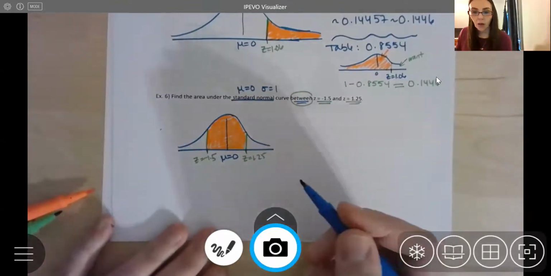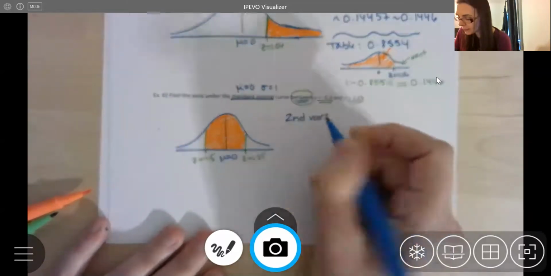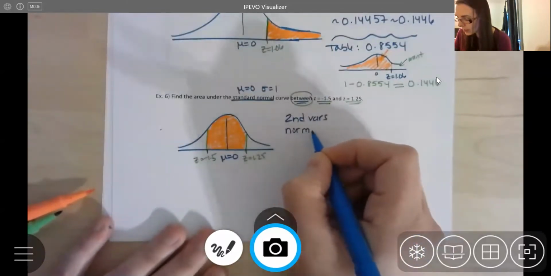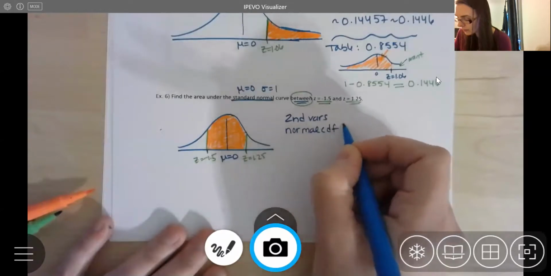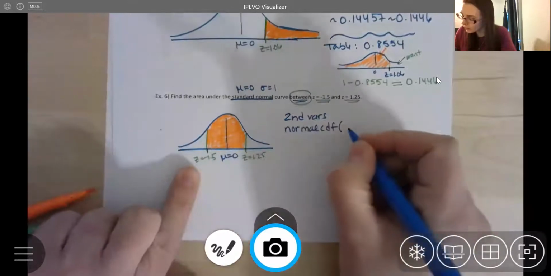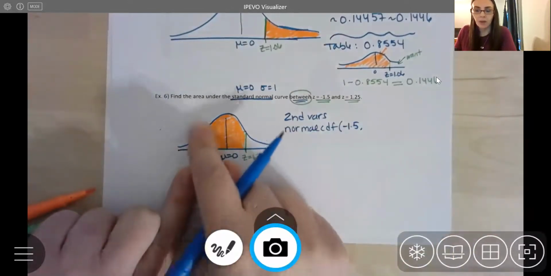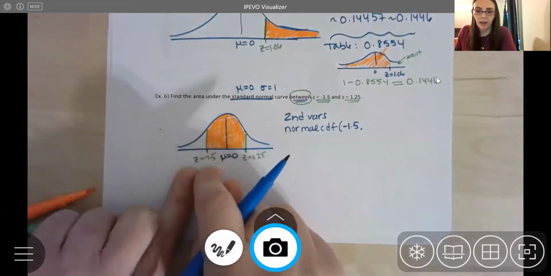Now, if you're using technology, it's the same steps. So this is why I like technology, because it's always the same steps. It doesn't matter what the graph looks like. I just plug in my values and it finds it for me. So here, my lower bound is going to be negative 1.5. It's not negative infinity because I'm stopping, right? My lowest value I'm shading in is negative 1.5.